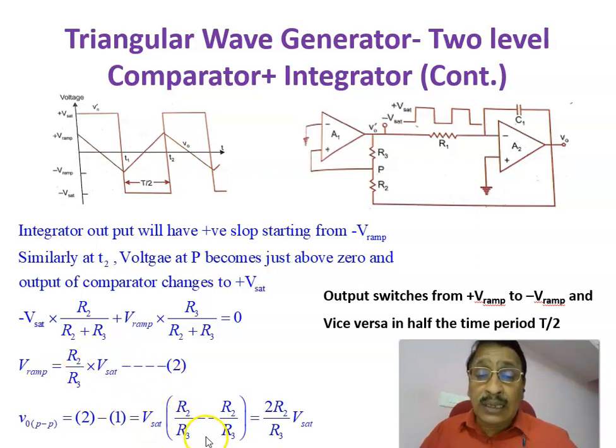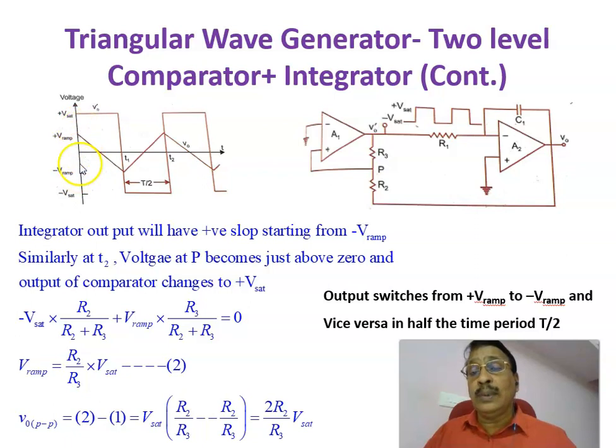Here you will be getting R2 by R3 minus, again, minus R2 by R3. Here there is a minus sign, R2 by R3 as we said previously. So R2 by R3 minus minus R2 by R3, so you will be getting 2 times R2 by R3 into Vsat. 2 R2 by R3 into Vsat is this voltage, that is the voltage plus Vram minus minus Vram.